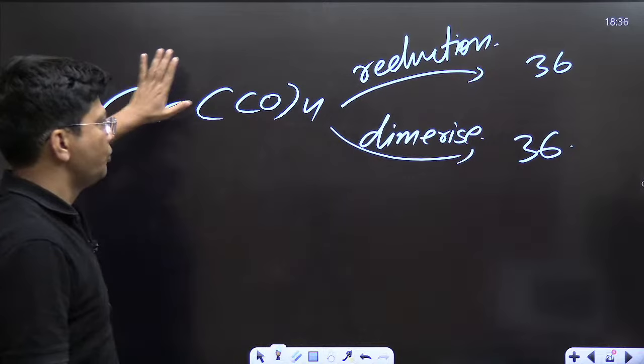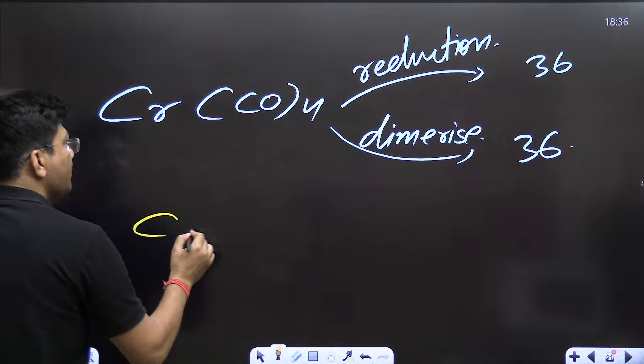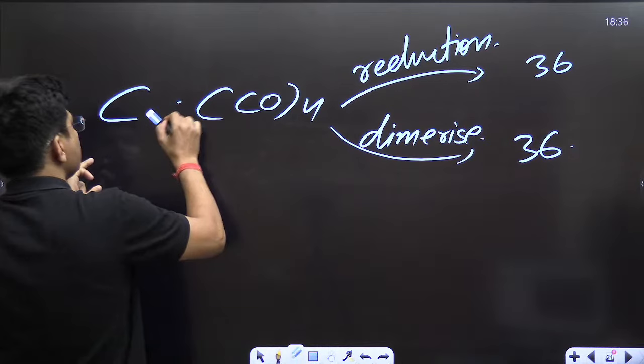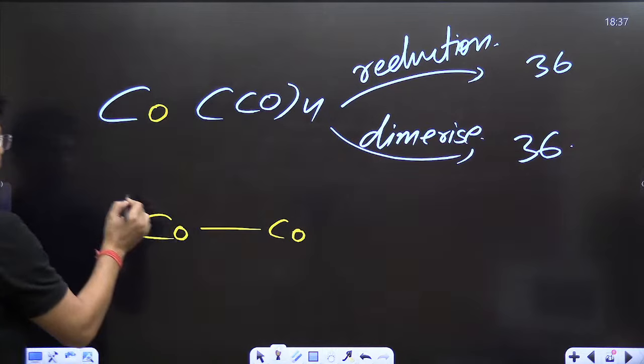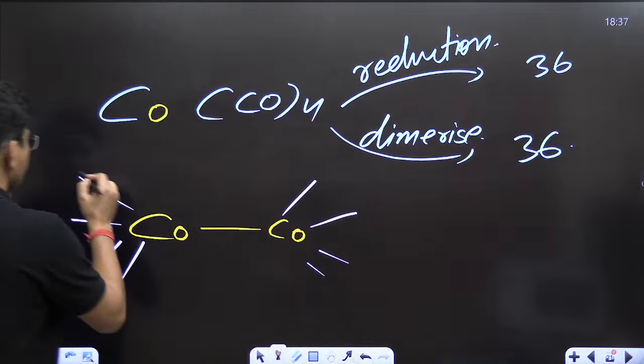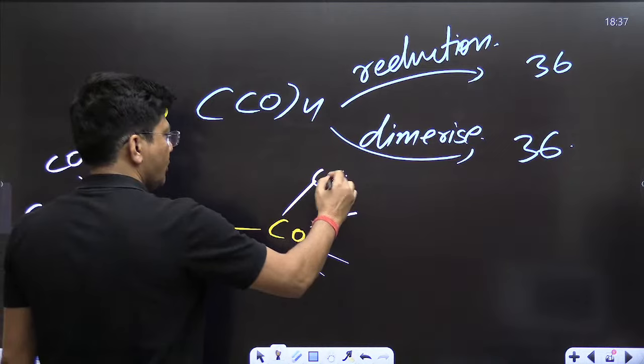It can be in two ways. See, kids, what are the two ways? It can be like this. Sorry, it's not chromium, it's cobalt, kids. One cobalt, another cobalt, and they can share with four COs: 1, 2, 3, 4, with CO, CO, CO, CO, CO, CO, CO, and CO.